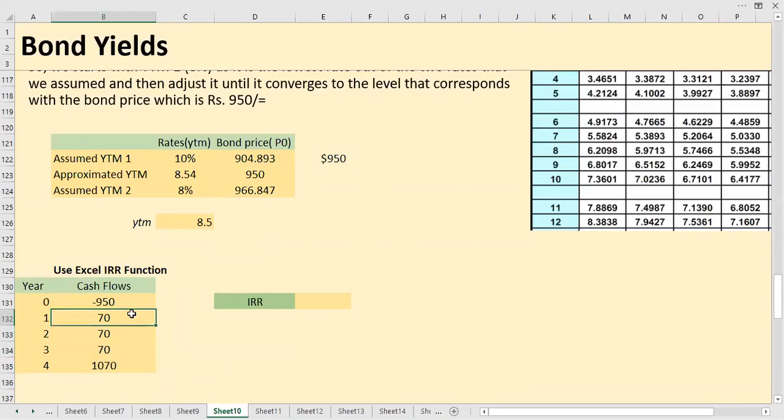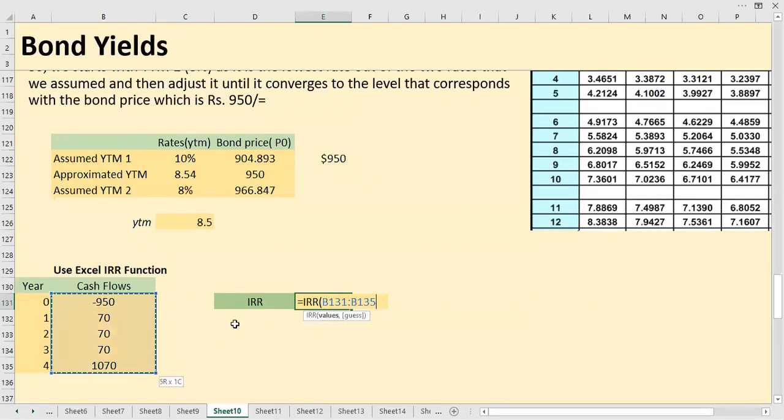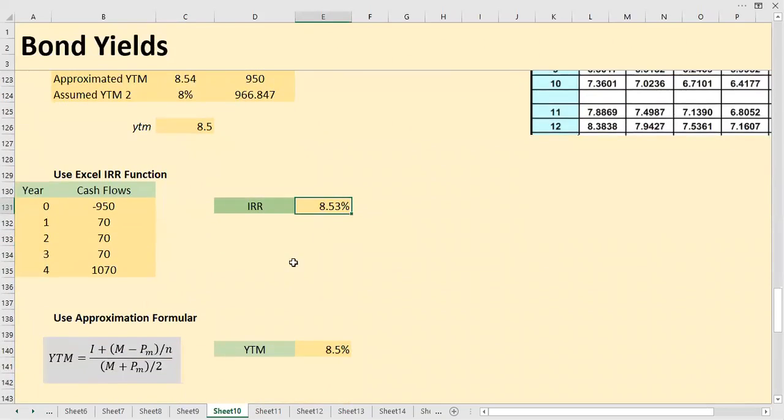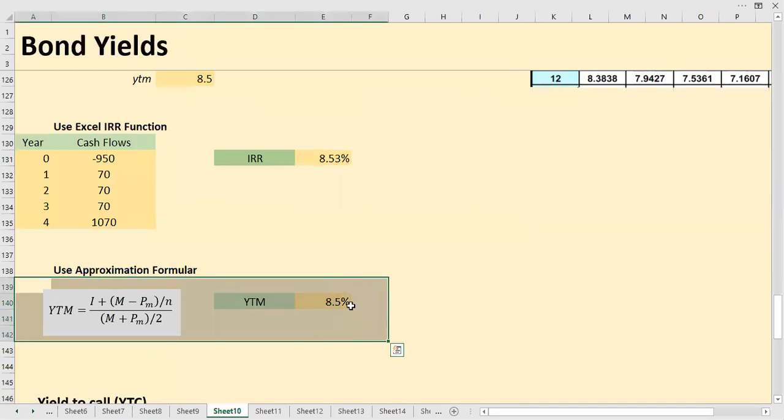This is a 4-year annual coupon bond, so the coupon rate is 7% and the coupon value is 70 rupees. At the end of the first year I get 70, second year 70, third year 70, and at the fourth year 1000 plus 70. All you have to do is get the function IRR from Excel and select the cash flow. It will automatically generate your YTM value, that is 8.53. So I have shown you 3 ways of calculating this YTM, but for examination purposes, you can just use this particular formula.